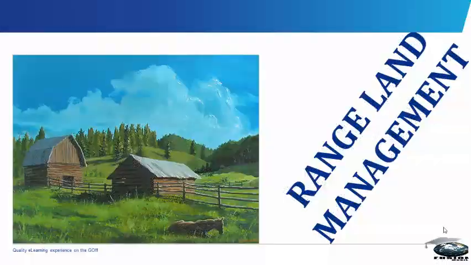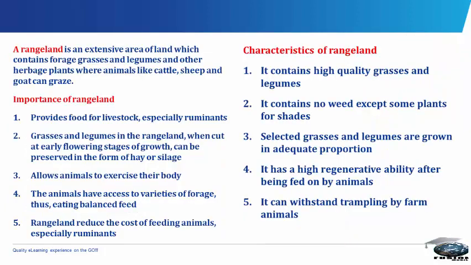Rangeland management. A rangeland is an extensive area of land which contains forage grasses and legumes and other herbage plants where animals like cattle, sheep and goats can graze. The forage plants such as the grasses and legumes used for grazing by the farm animals are called pasture.